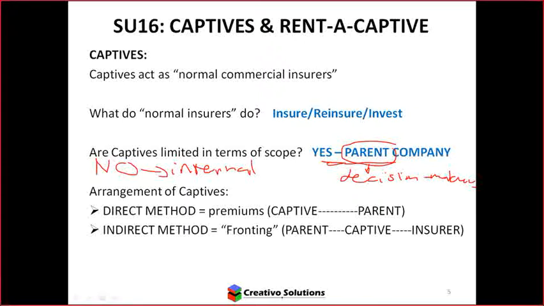Got that? Alright. So when you have an arrangement of captives, you've got direct and you've got indirect. Direct means there's going to be a premium, where the captive and the parent company will have a direct relationship. Indirect is when there's fronting. Fronting means the parent and the insurer are actually who we're going to be looking at, but the captive acts as a middleman. It's seen as fronting because the captive is the one that actually takes out insurance with the insurer. Because what is the captive going to do?